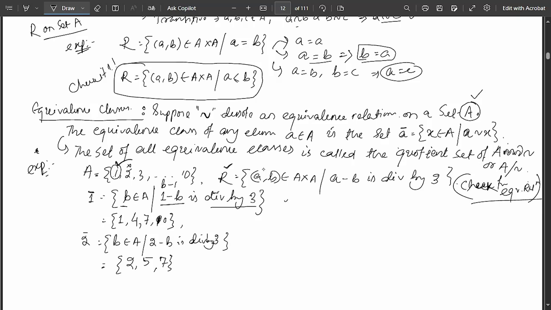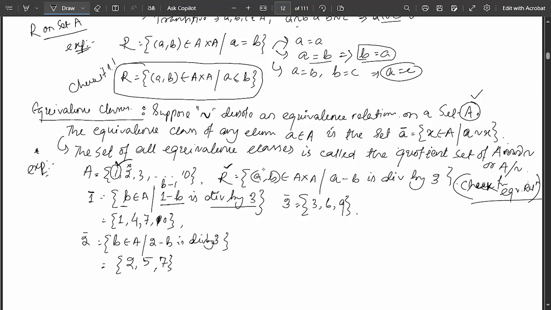Now equivalence class of 3 will be, it is obvious, 3. 3 minus 3 is 0. Similarly, 4 and 5 cannot be in it, since the difference of 4, 5 and 3 is not divisible by 3, so 4 and 5 are not in the set. Then 6 and 9 are also in the set.